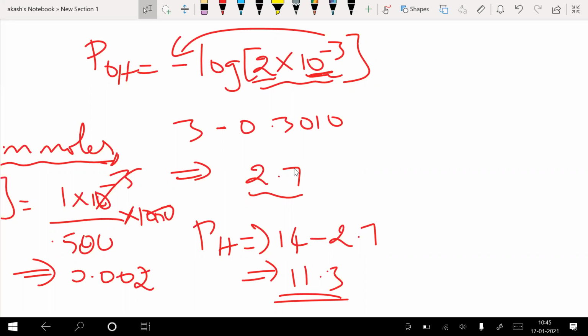So the question says, how many liters of water must be added to 1 liter of an aqueous solution of HCl with a pH of 1 to create an aqueous solution of pH of 2? So what they're telling is, already I have 1 liter of some HCl solution that has a pH of 1. They're asking, how much more water should I add so that the acid becomes diluted and its pH becomes 2?